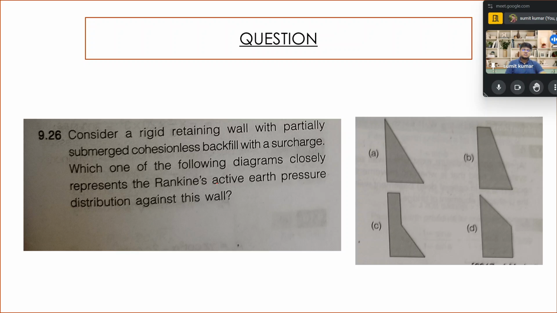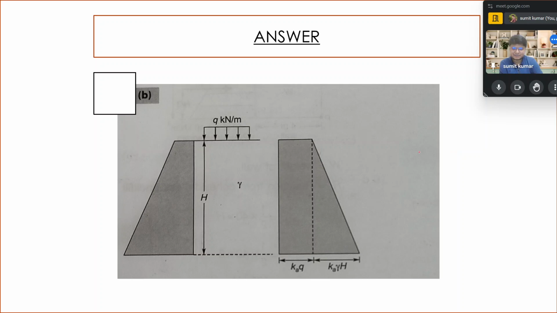But as you see, the surcharge is there, but in option C the pressure is uniform up to some depth, which is not possible because from Z equal to 0 as we increase, it will become a linear graph. So option B is going to be our correct answer, as you see.